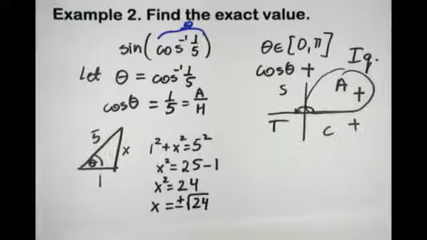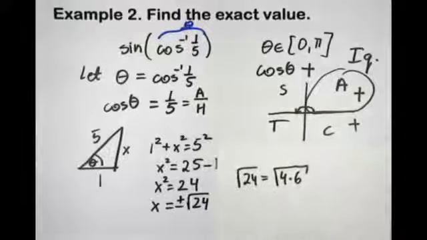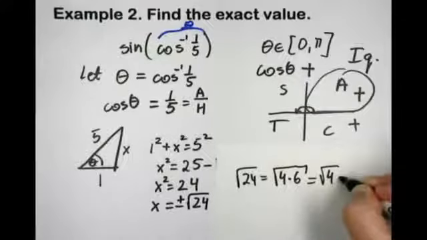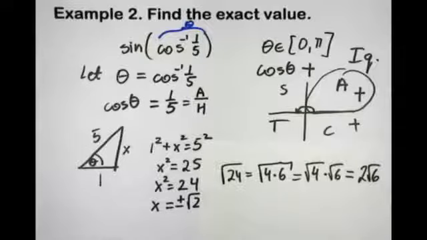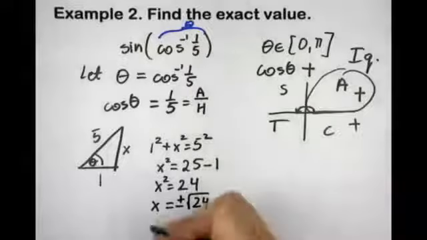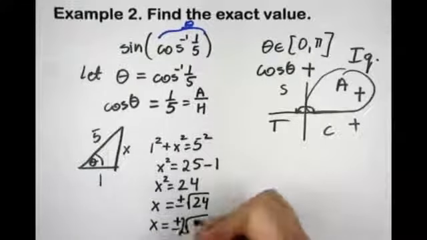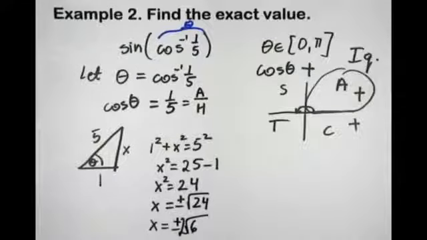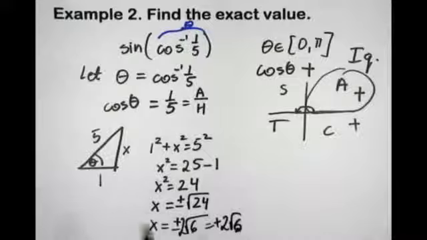Square root of 24 can be written as square root of 4 times 6. So we can separate this root: root of 4 times root of 6, and we know that root of 4 is 2, so we have 2 root of 6. So my x is equal to either plus or minus 2 root of 6. And we know we are in the first quadrant, so the x will be plus. So x is plus 2 root of 6.